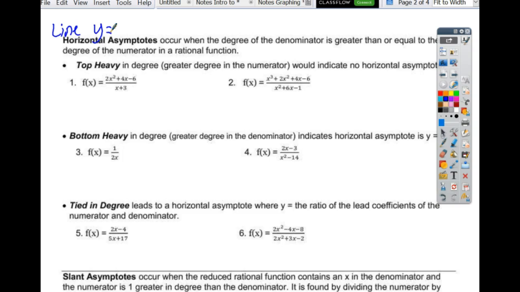First of all, if the degree on top is bigger than the degree on bottom, there is none. So if the degree on top is bigger, then there is no horizontal asymptote. So here it's 2, and here it's 1. So the top is bigger than the bottom, so this is none, or no horizontal asymptote. So here, the 3 is bigger than the 2, so there is no horizontal asymptote.